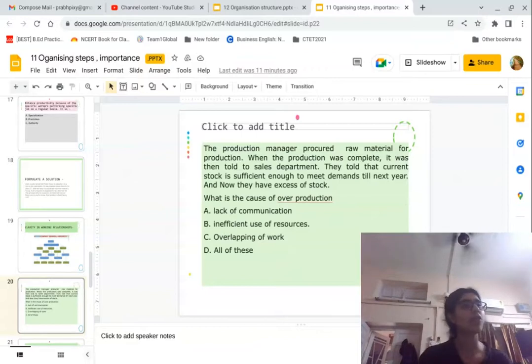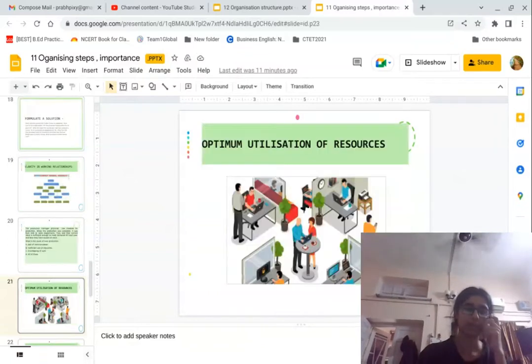Why did he procure raw material when production had stopped? And then he is asking the sales department if we have enough for the next week. Yes, very good. We can say all of these. There was lack of communication. Then there was inefficient use of resources. He must know how much is required for the production, and then overlapping of work. That's why there has been overproduction.